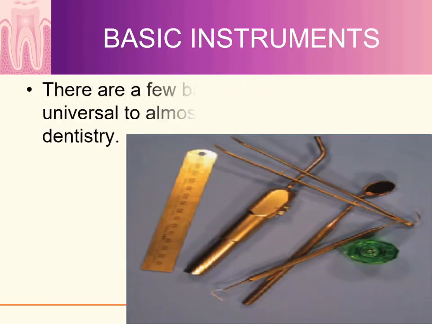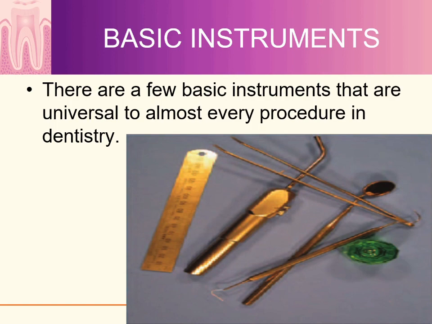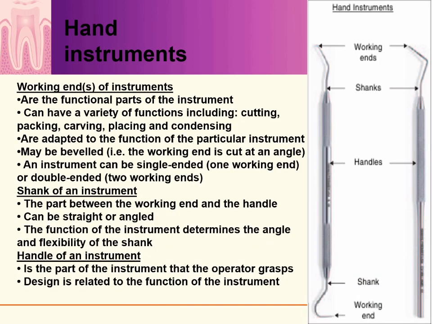Basic instruments. There are a few basic instruments that are universal to almost every procedure in dentistry. Hand instruments. Working ends of instruments are the functional parts of the instrument. They can have a variety of functions including cutting, packing, carving, placing, and condensing, are adapted to the function of the particular instrument, and may be beveled, i.e. the working end is cut at an angle. An instrument can be single-ended, one working end, or double-ended, two working ends.